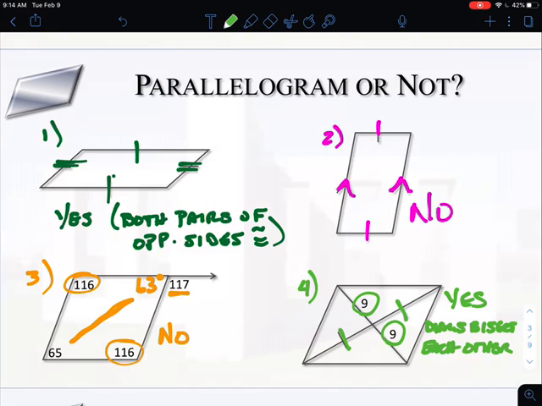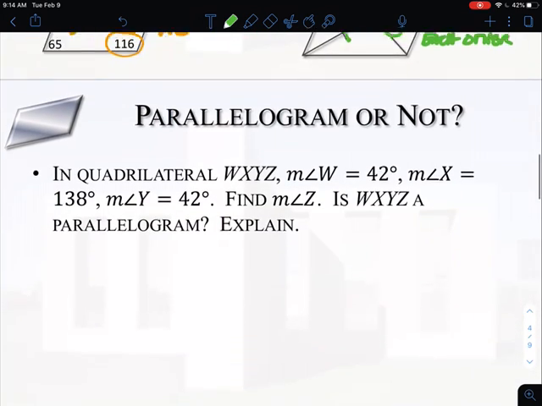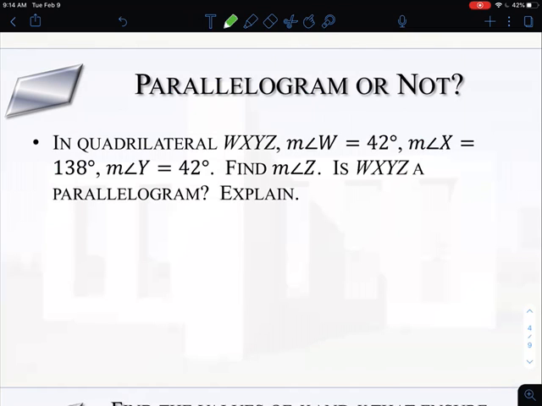Okay, so if you're going to say yes, it's a parallelogram, you need to be able to tell me why. So yes, because opposite sides are congruent, or yes, because diagonals bisect each other, or it's just no, I don't have any of the information I need, so it's just not a parallelogram.